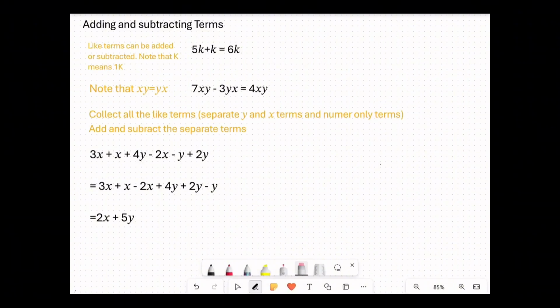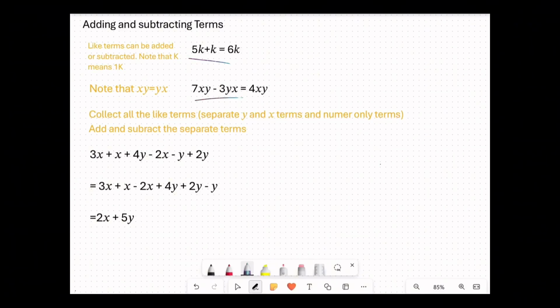Over here we have 5k plus k is 6k. Like terms can be added or subtracted. Note that k in this case means 1k. We can see that 5 groups of k plus 1 group of k is 6 groups of k. That's very simple algebraic addition.